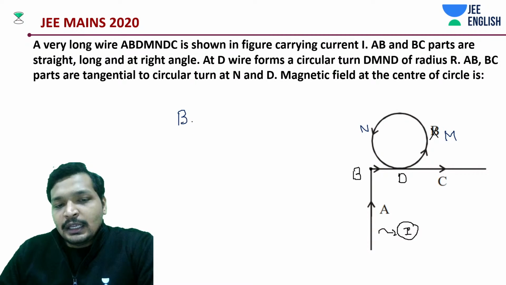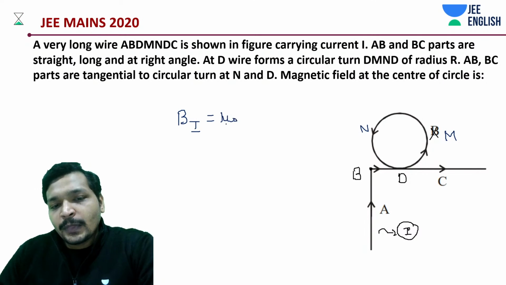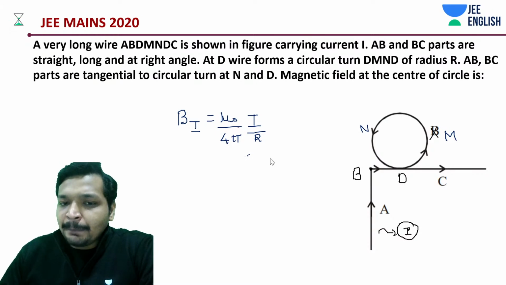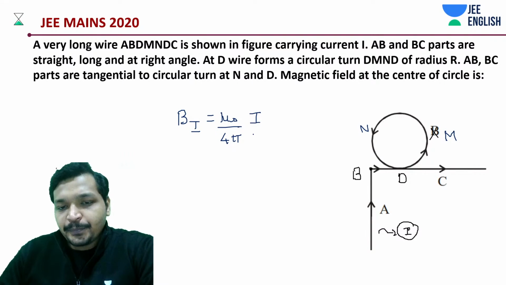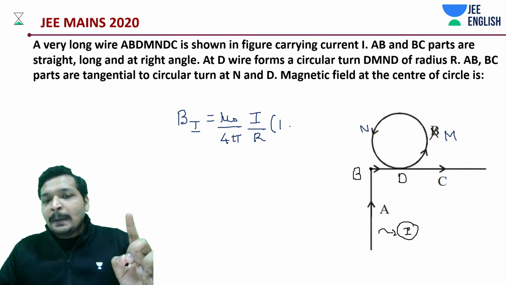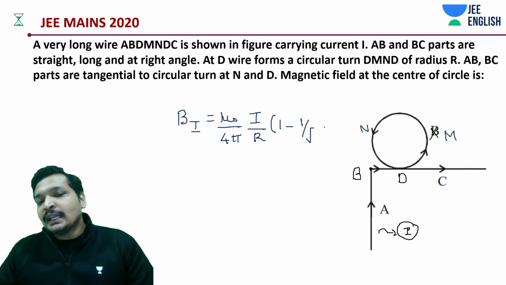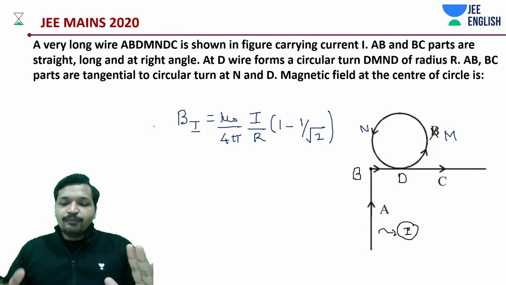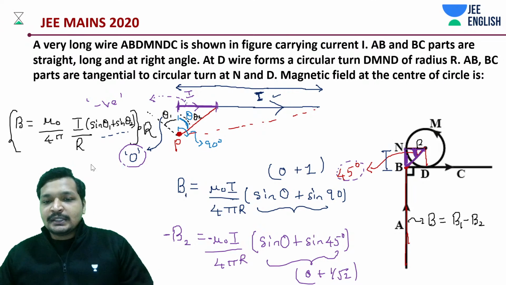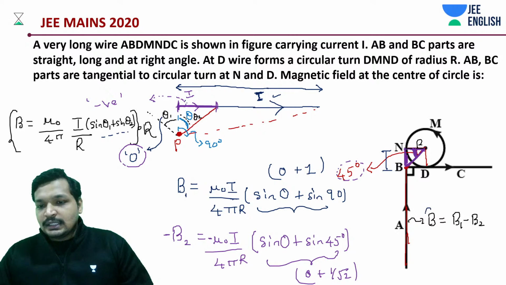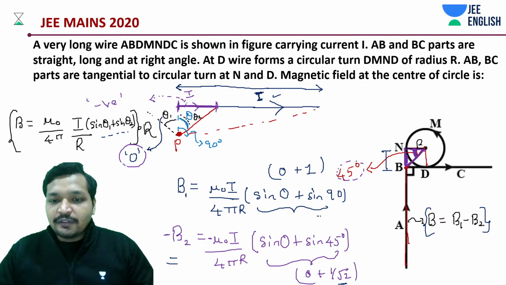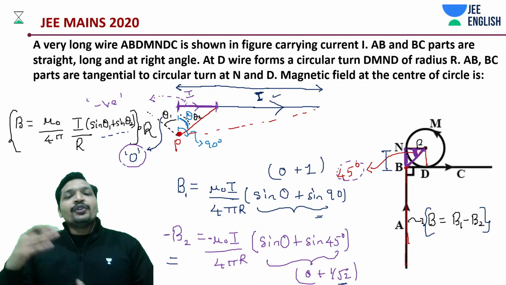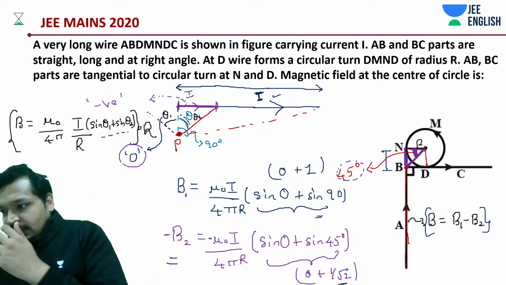It is going to be mu naught by 4 pi into I divided by R, which is the perpendicular distance, into 1 minus 1 by root 2. I'm just having a look at your chart. Clear? Negative sign. Basically what have we done? We took this value, we substituted this root 2, but added a negative sign, and we have 1. So whenever you see one such thing, you know you should be using a negative sign, because you are going to subtract that magnitude.